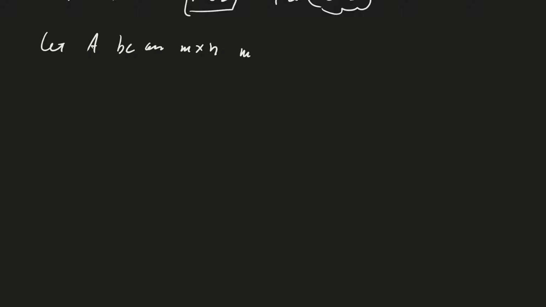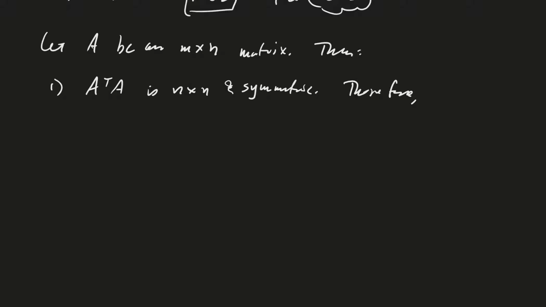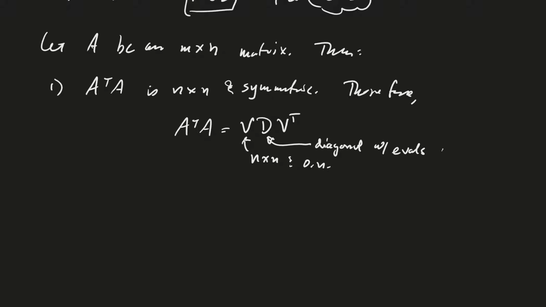So let A be an m by n matrix. Then 1. A transpose A is n by n and symmetric, right? Therefore, A transpose A is orthogonally diagonalizable, and we can write A transpose A as V D V transpose, right? Where V is n by n and orthonormal, and D is n by n diagonal with eigenvalues along the diagonal.